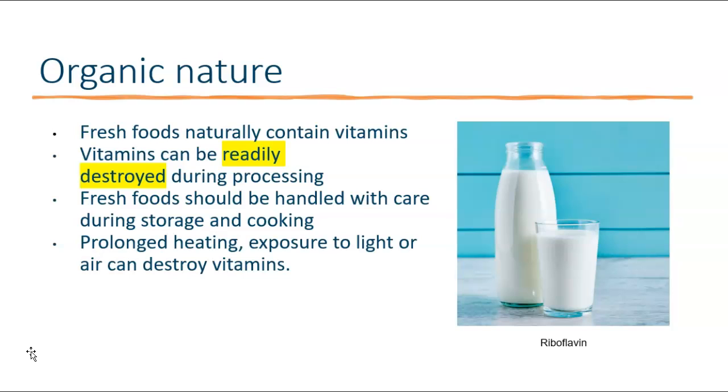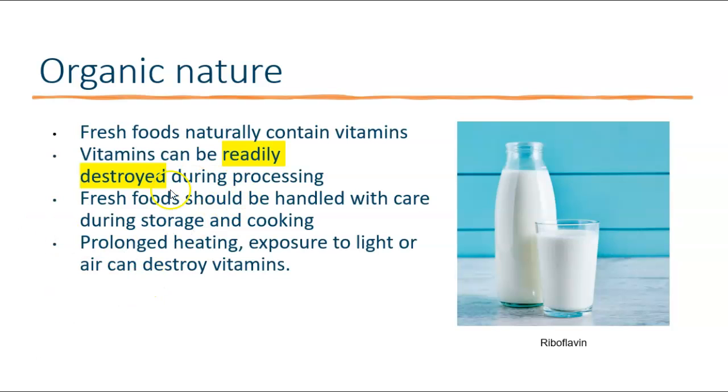So when you think about milk, it has a lot of riboflavin in it. And years ago, people used to get milk in glass bottles. We no longer use glass containers for milk because the light destroys the riboflavin in the milk. So we now get milk in either cardboard containers or opaque plastic jugs.